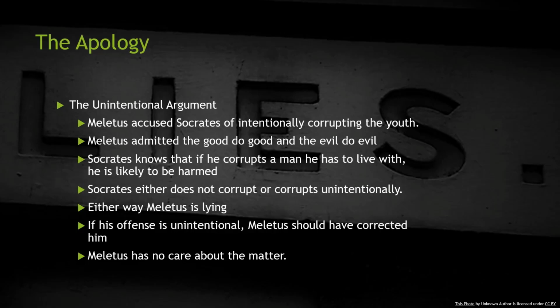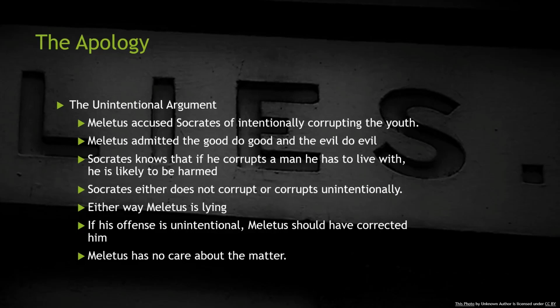Because if Socrates does not corrupt, then Meletus is lying. And if Socrates corrupts unintentionally, then Meletus is lying as well, because he's not corrupting intentionally. Now suppose that his offense is unintentional, that Socrates does corrupt, but does so unintentionally. And in response to this, Socrates says, the law doesn't punish people for unintentional offenses.